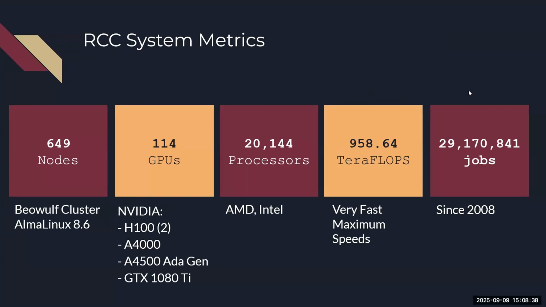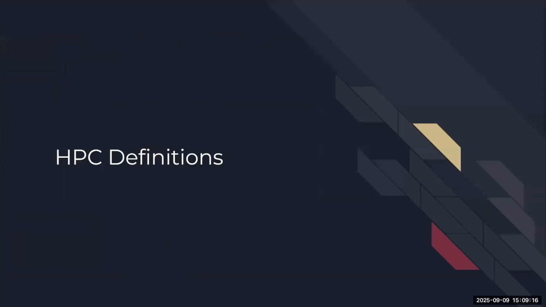So at the Research Computing Center, we have statistics on our high performance computer. We have almost 650 nodes, and we're running Linux 8.6. On those nodes, 114 GPUs, and those are the different GPUs that we have currently. Roughly 20,000 processors, both AMD and Intel, and almost 960 teraflops for CPUs. And I'll get into what jobs are, but we have had 29 million jobs submitted since 2008.